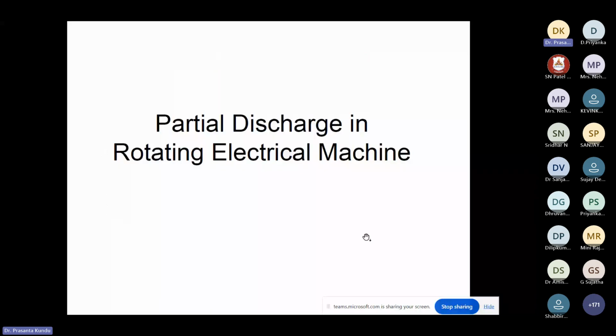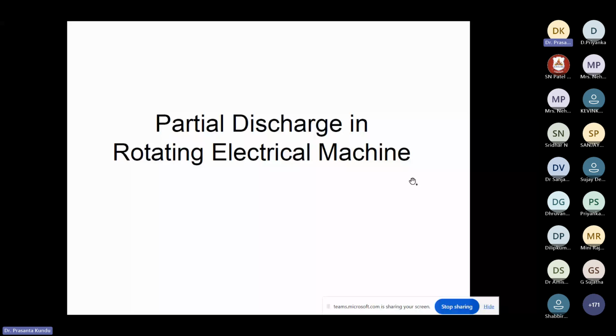Now we'll go to partial discharges in rotating electrical machines. What we told previously can be adapted to most cases in transformers. In transformers we most frequently adopt online measurement of partial discharges. Now rotating machines are also prone to partial discharges and their deteriorating effects.